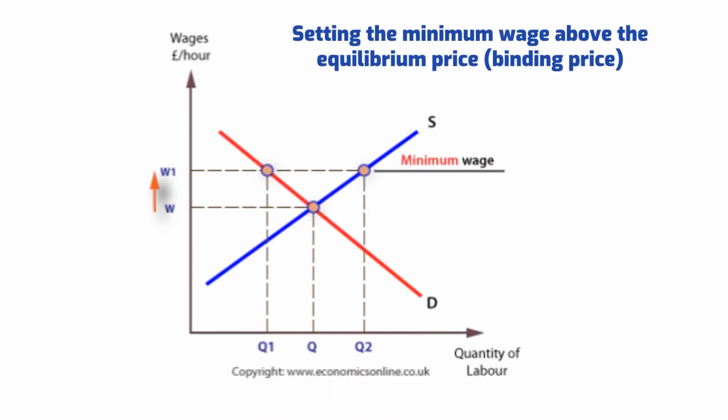Government often intervenes in the labor market by setting the minimum wage to protect workers from extremely low pay. But what happens when the minimum wage is set above the equilibrium wage? This results in a binding price floor, meaning that firms are legally required to pay workers a wage higher than what the market would naturally set.